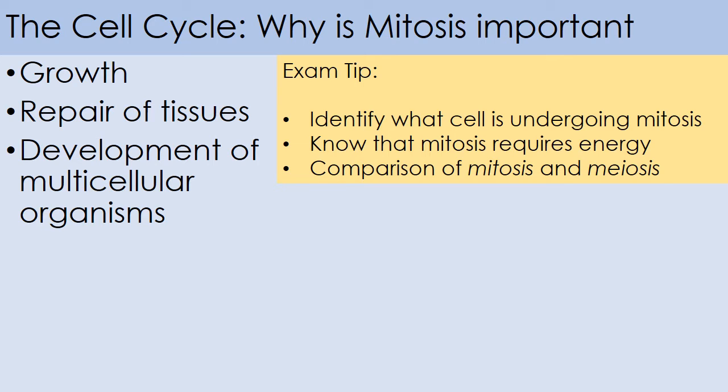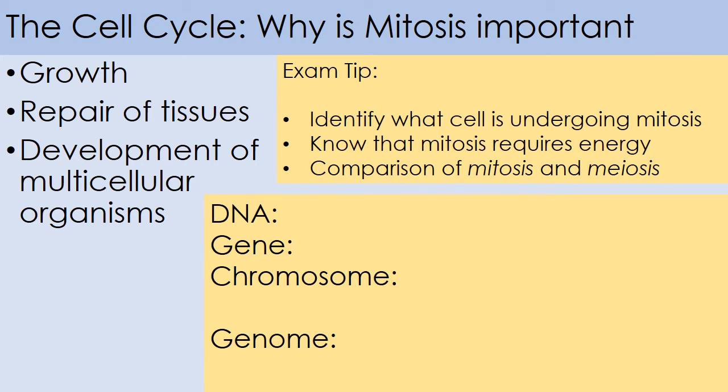So we need to know as well that mitosis needs a lot of energy. It takes a lot of energy to make all these new organelles and to pull chromosomes apart, or duplicate those chromosomes, pull them apart and make a whole new cell. We get that energy from mitochondria. We'll also need to be able to compare mitosis and meiosis. Now this is more likely to come onto paper 2 content, as this is where we study meiosis, which is that sexual reproduction.